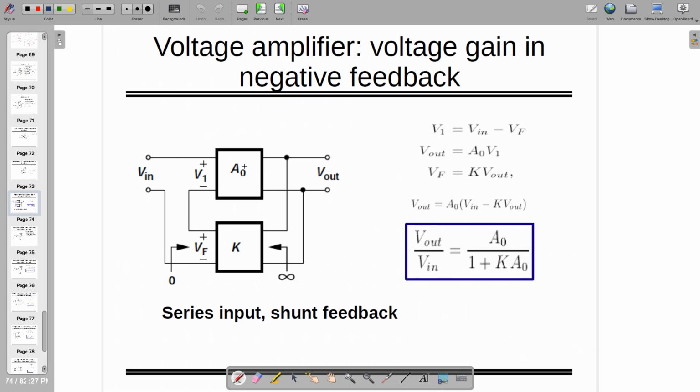In that case, A0 and K are also voltage amplifiers, or voltage controlled voltage sources. And in that case, if at the input side this is plus V1 and this one is plus Vf, then you can write down directly V1 is equal to V in minus Vf. That was quite easy. And the most efficient part: V out is equal to A0 times V1, and Vf is equal to K times V out. Look at these, all these polarities are positive. When you put these three equations together, you can find V out by V in, which is nothing but A0 divided by 1 plus K A0.